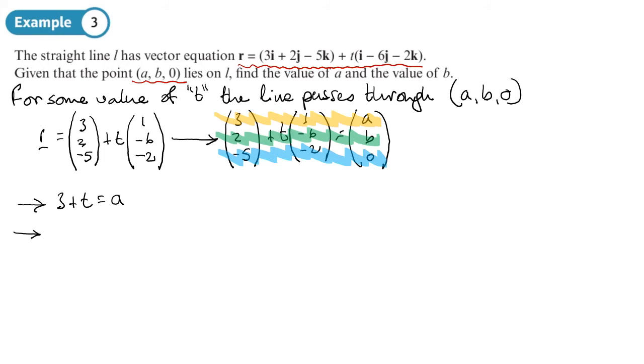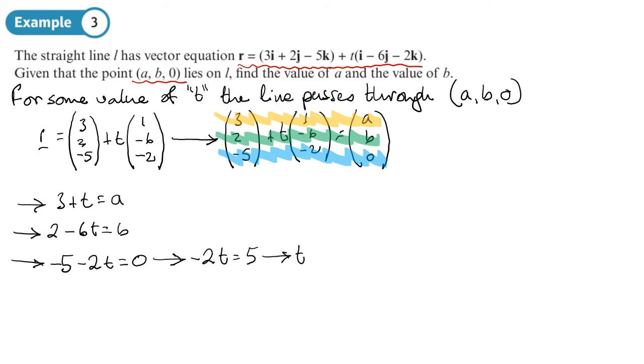Middle row we have 2 minus 6t equals b. And from the bottom row we'll have negative 5 minus 2t equals 0. So this is the one we can find the value of t. That will be negative 2t equals 5, which means t is equal to negative 5 over 2. Just highlight that. So that now is going to go into the equations we have up here.